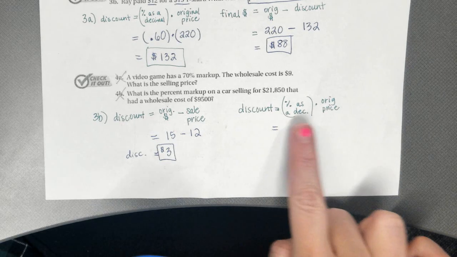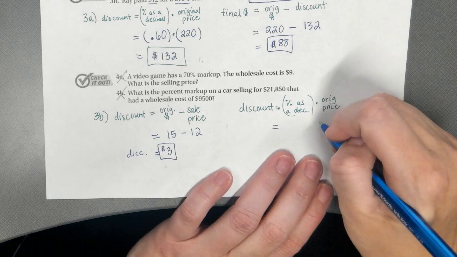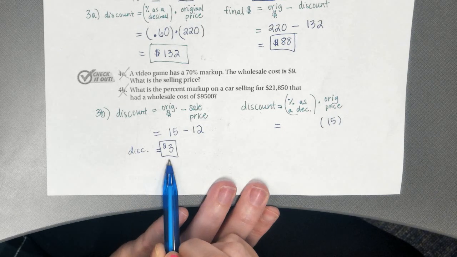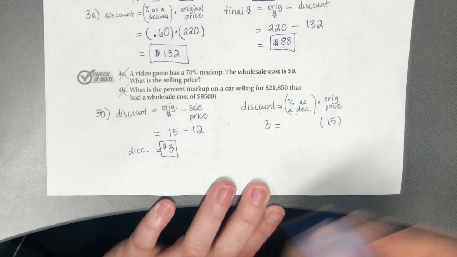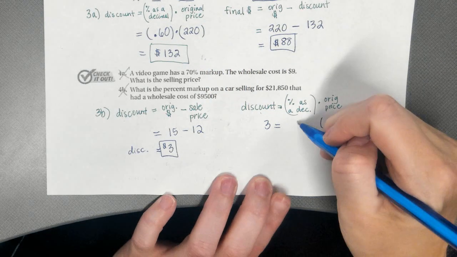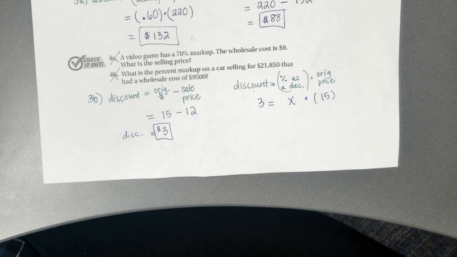Which one of these do you guys feel very confident about? I thought you'd feel really confident about the original price, Gabriel, because didn't we just talk about what that is? What's the original price? Yep. And then the discount, that's what we just found. That's the 3. And remember, they're asking you what the percent discount was, so that's going to be X. So we are going to have to solve for X.